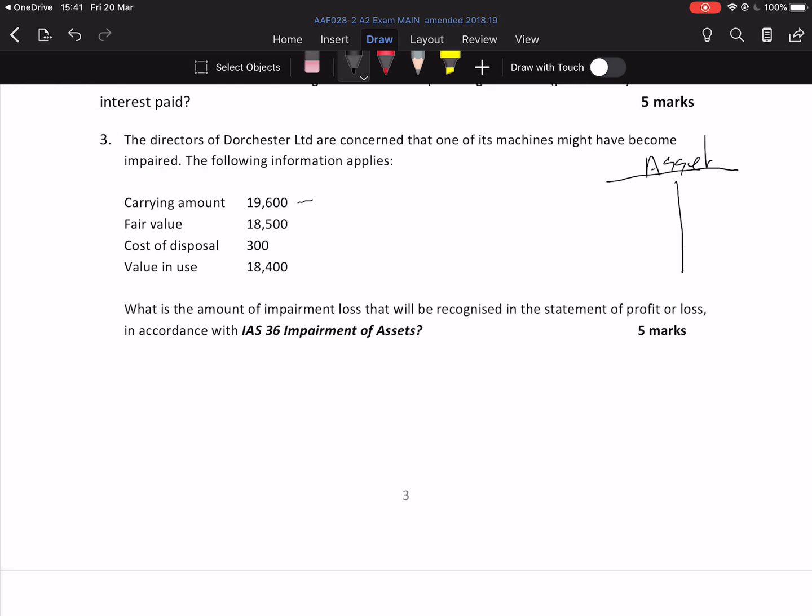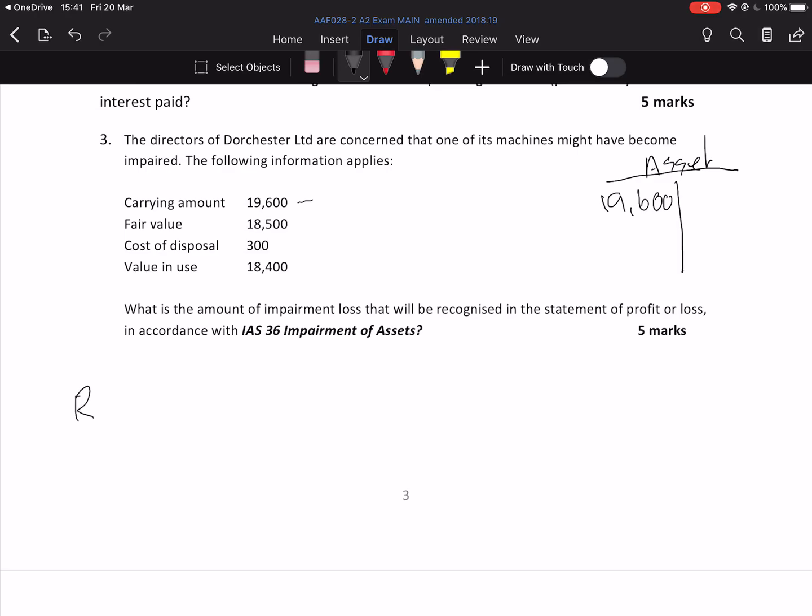So the asset in the balance sheet will sit there at a carrying value of 19,600, okay? But we know that it's not worth that because there's something wrong with it, or potentially something wrong with it, so they're not sure. So what we've got is the fair value, the cost of disposal, and what we call the value in use. The value in use is basically how much we would value the asset in its current state. So let me show you.